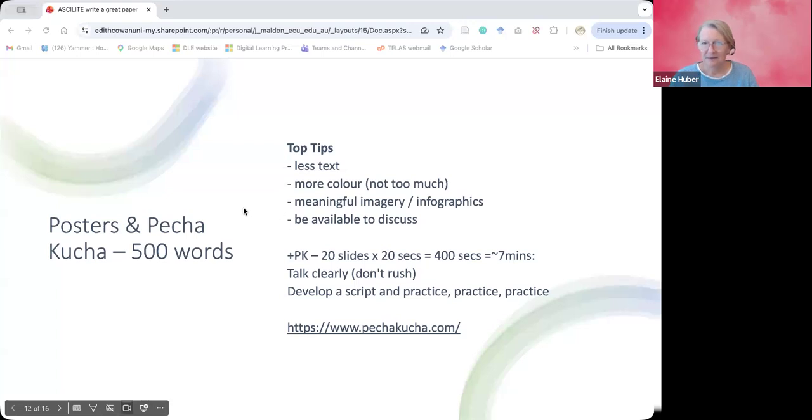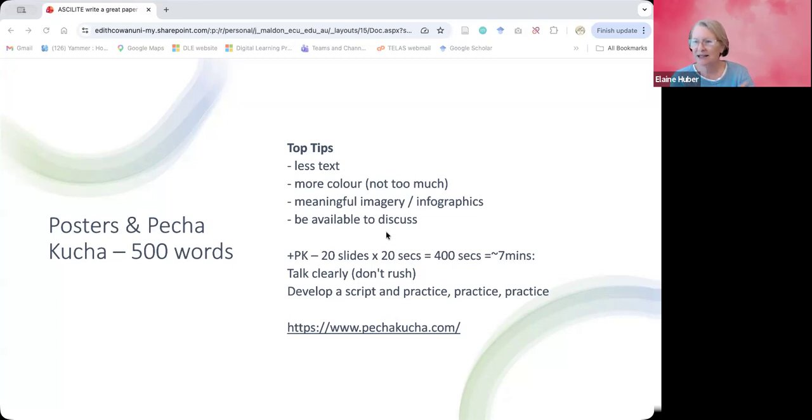Okay, posters and Pecha. This is not a forte of mine, I have to say. I was hoping Justine would be here, but unfortunately she's not. So basically, with your poster, I think you put in an abstract for posters and Pecha just for review. When you actually make them, these are some of our top tips for them when they're accepted.